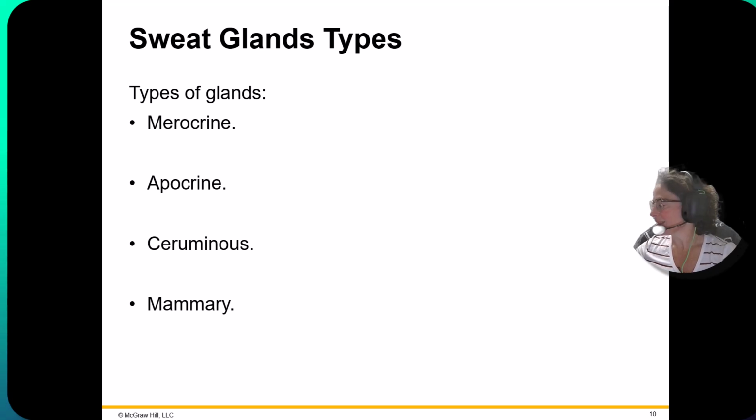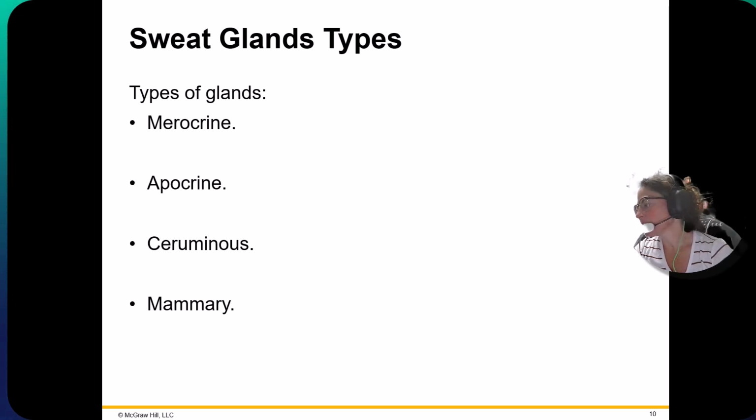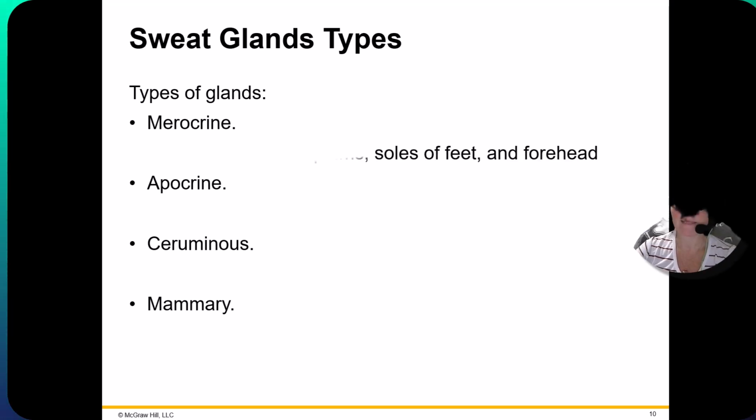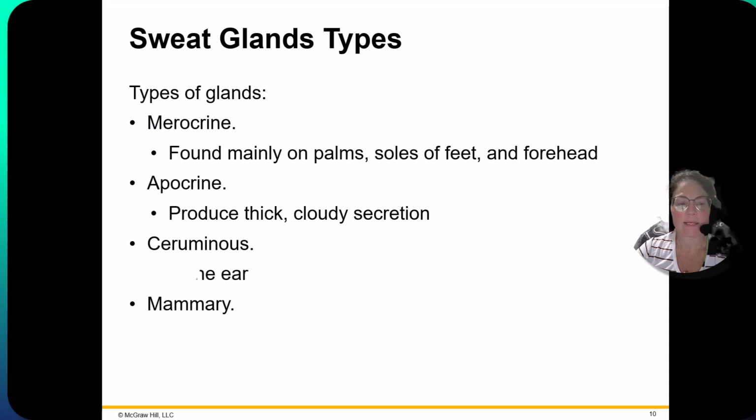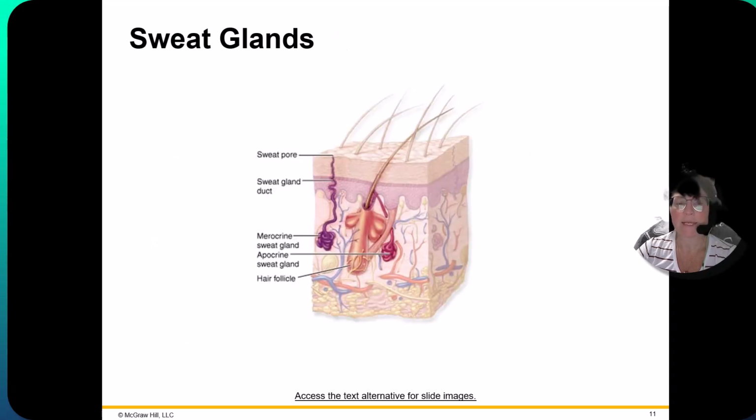We have different glands in the skin. These, again, are your secondary organs. So you can see on page 64, figure 4.6, the different glands that are in the skin. We have a merocrine gland. These are mainly found on the palms, soles of the feet, and your forehead. An apocrine gland. This is what produces thick, cloudy secretion. Ceruminous gland. This is in the ear because cerumen is another term for earwax. And your mammary glands, those are going to be in the reproductive system. Again, here's that figure that I was referring to. You can see the locations of some of those glands we just talked about.